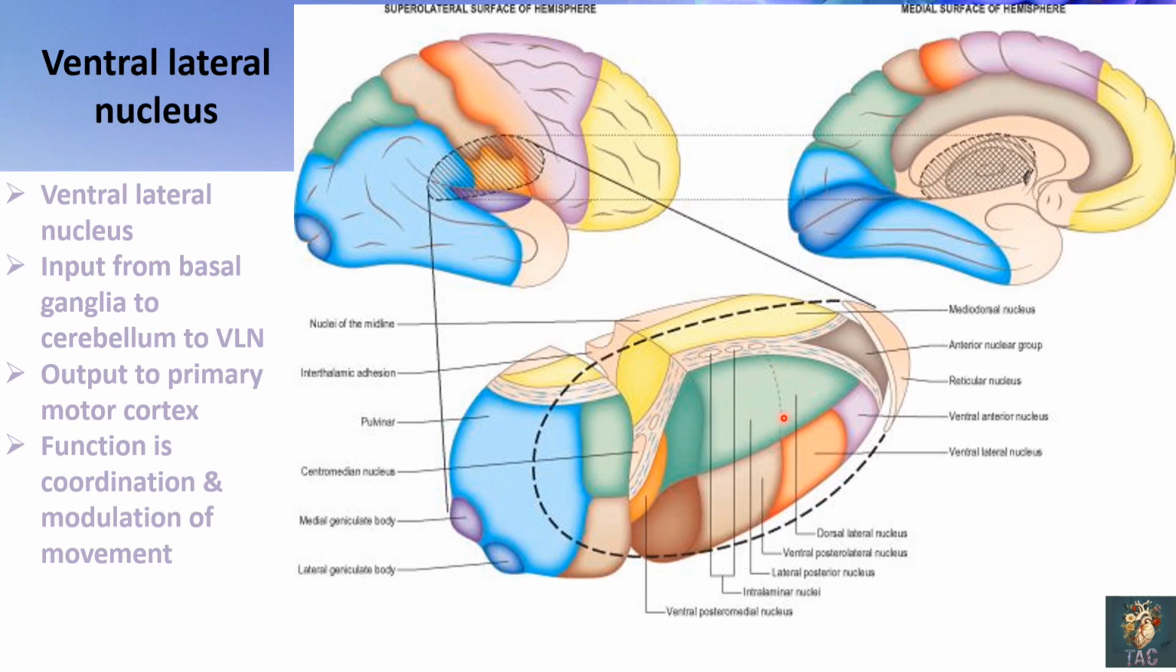So these are all the different nuclear groups which we have studied one by one, which are related with the limbic system, the sensory system, and the motor system.